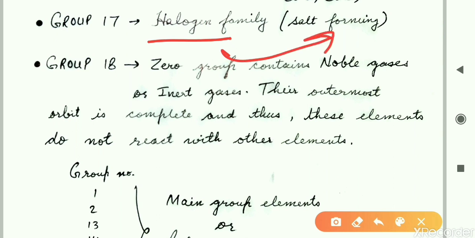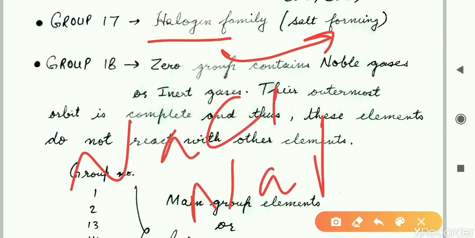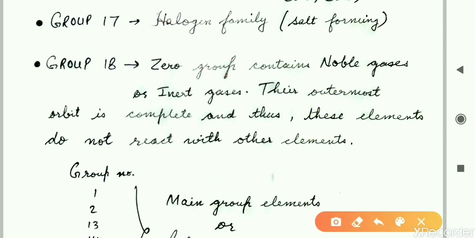Another important thing: they are called halogens because the term halogen means salt forming. They are generally present in the form of salts. For example, chlorine forms NaCl, and bromine forms NaBr, sodium bromide. Sodium chloride, NaCl. So you can relate to other examples also.